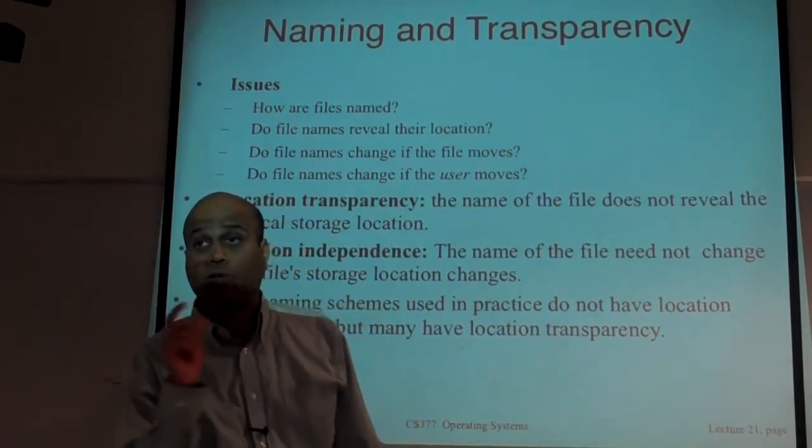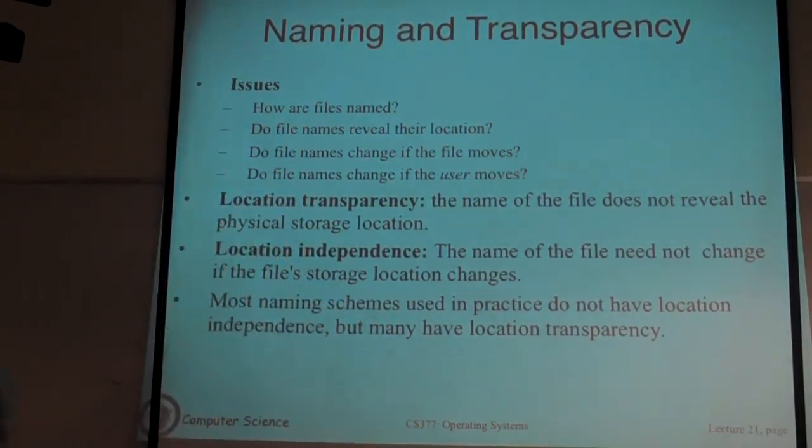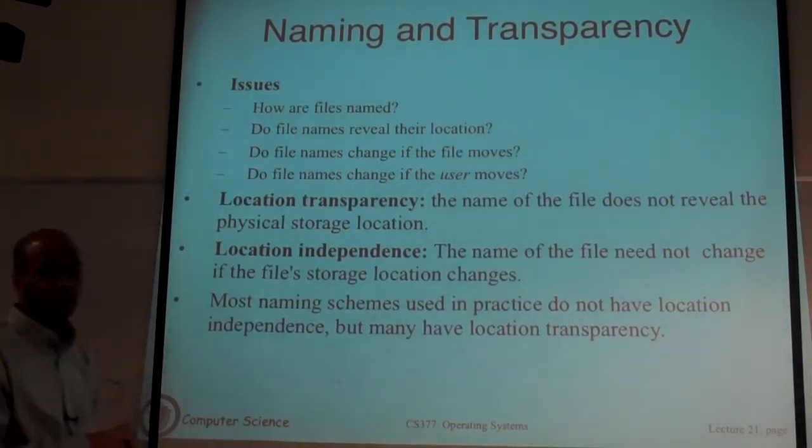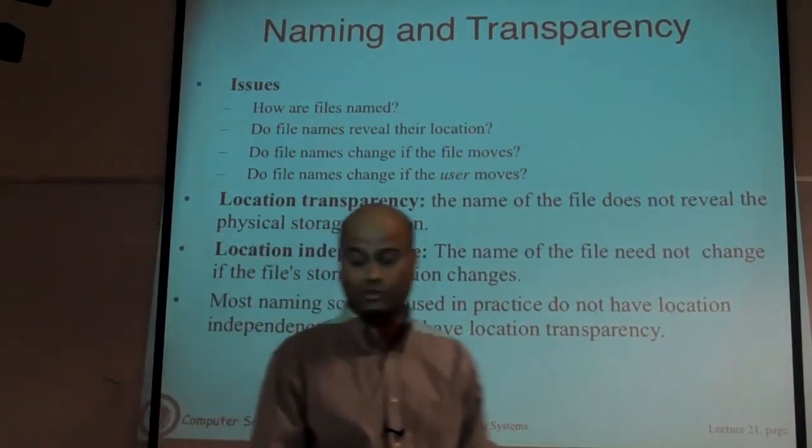So let's talk about the first one, that is naming and transparency. Here the issues are: how are files named, do file names reveal their locations, and do file names change if the location moves or the user moves?